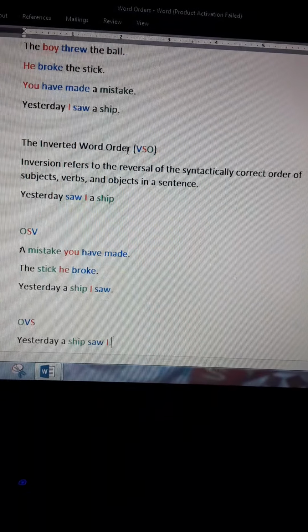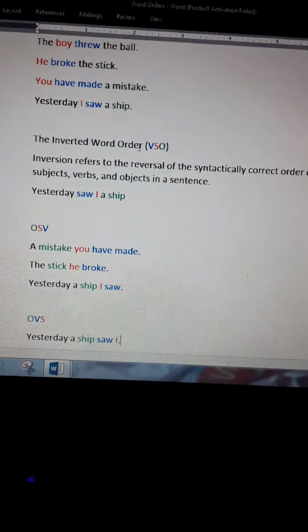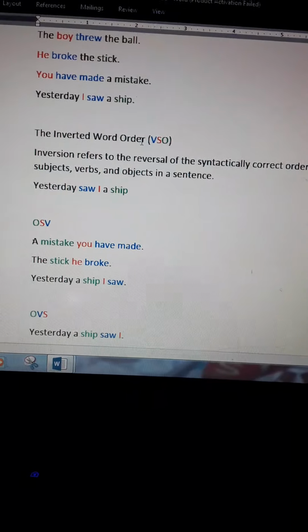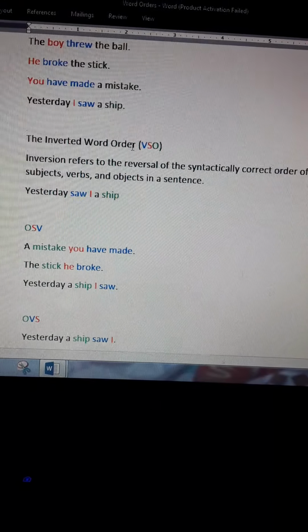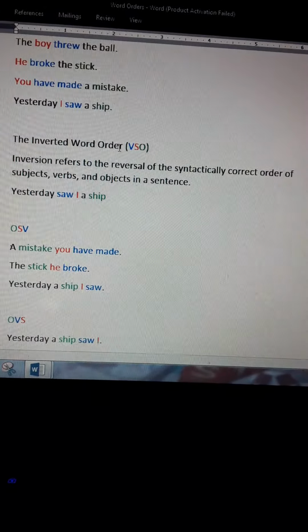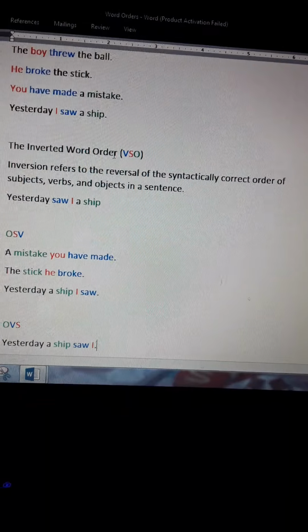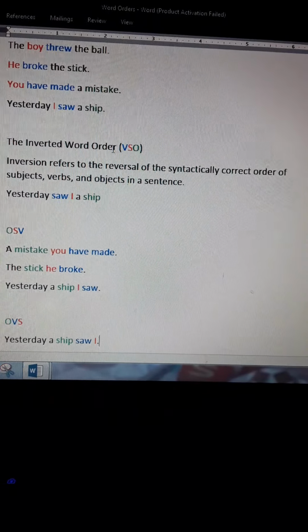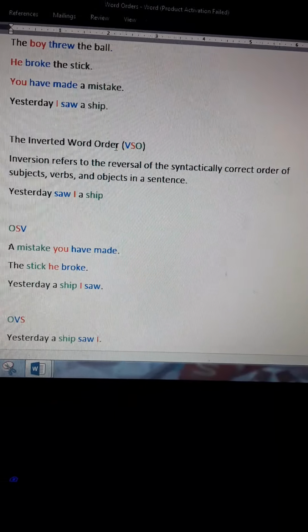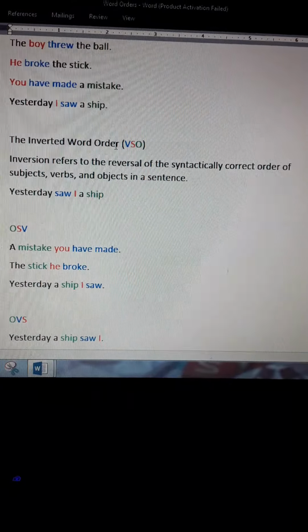And then we have the inverted word order. And inverted, like I said, just means to kind of change or switch. Inversion, that is the definition I found on the internet, refers to the reversal of the syntactically correct order of subjects, verbs, and objects in a sentence. So we change the placement of those three things.